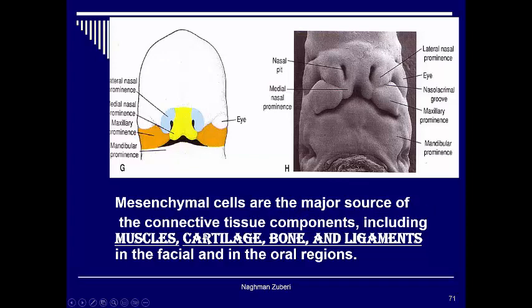Mesenchymal cells are the major source of the connective tissue components, including muscles, cartilage, bone, and ligaments in the facial and in the oral regions.